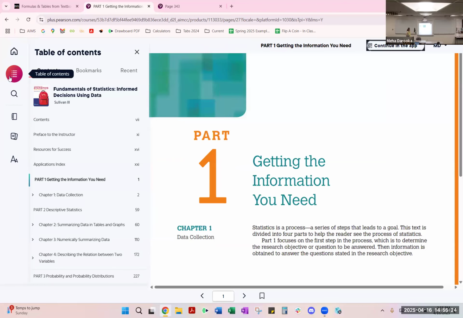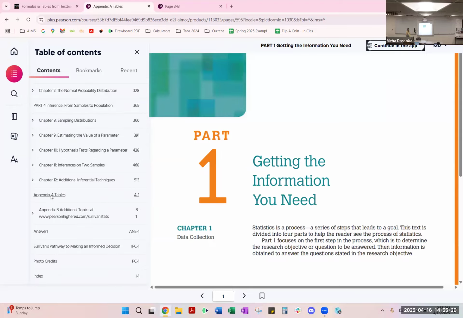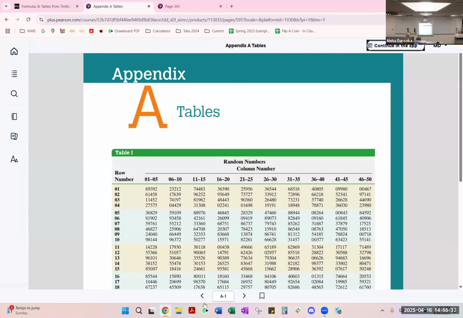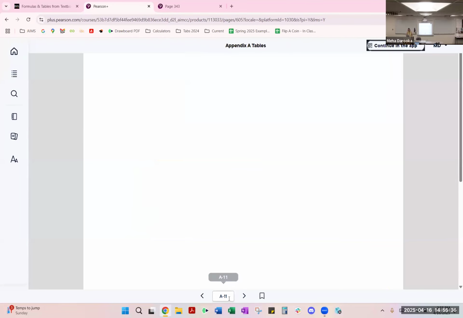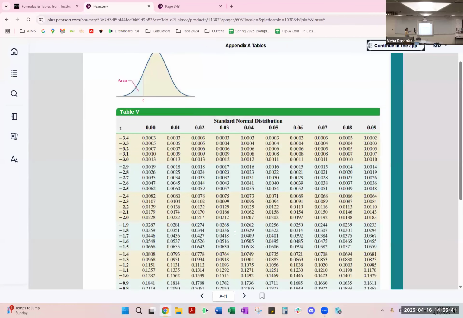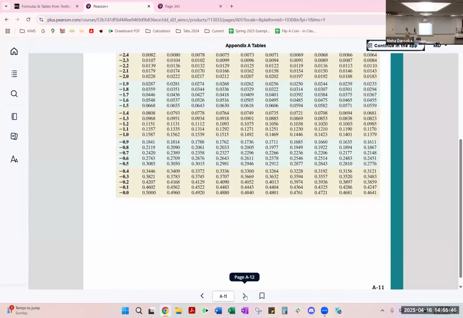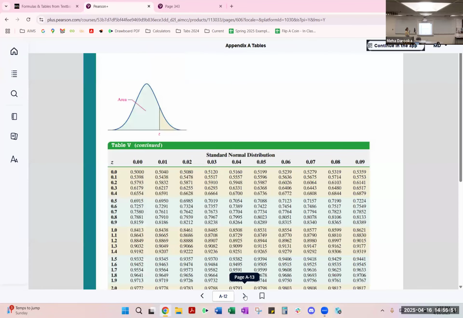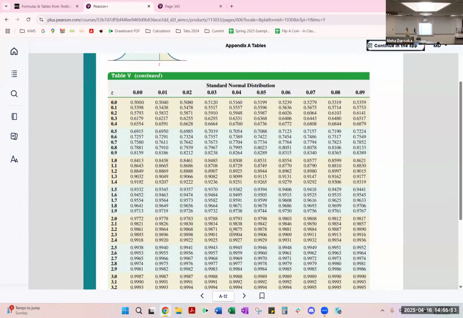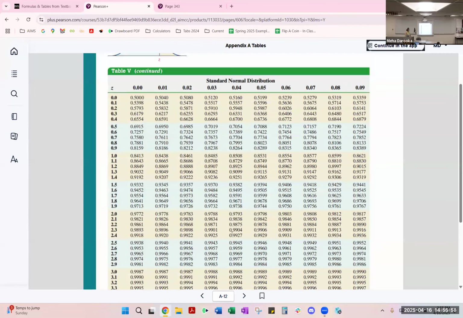So go under your menu option, table of contents in your textbook, scroll down till you get to appendix A. And I think it's page 11. Yeah, so you can see on page 11 of the appendix is the negative side of the normal distribution table, because your z-scores can be negative if your random variable is a number smaller than the mean, and your z-scores can be positive if your random variable was a number larger than the mean, right? So you can see these are the two tables we would be using for table 5.